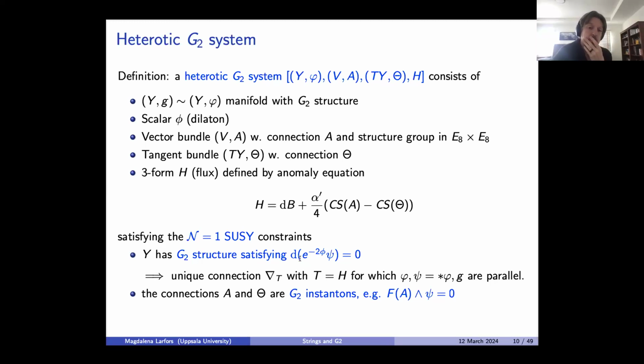But the claim is that if you do have this condition in blue, this d of e to the minus 2 phi psi is 0, then that connection will be associated to this H, and it will have skew torsion then? I mean, because H is skew. Yes, exactly. And does that mean one can express H purely in terms of B, psi, and g? Is that true? Yes. So you can express H in terms of the torsion classes, which are given by d psi and d phi.